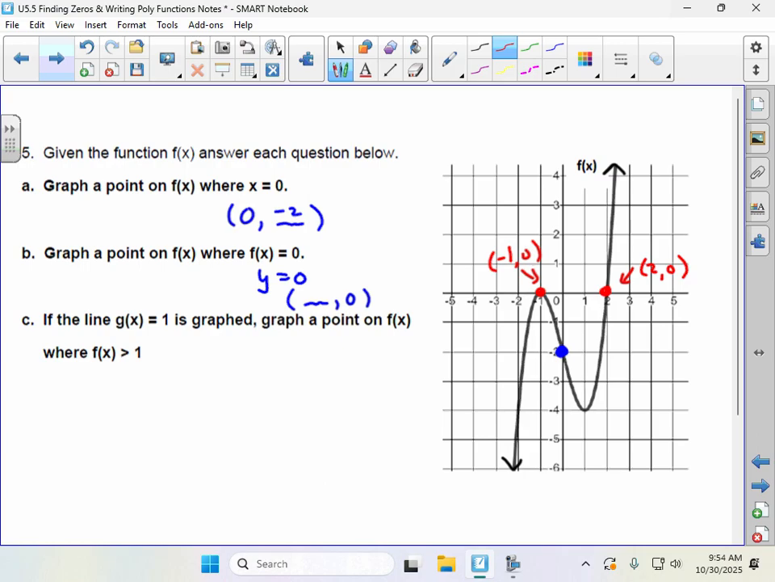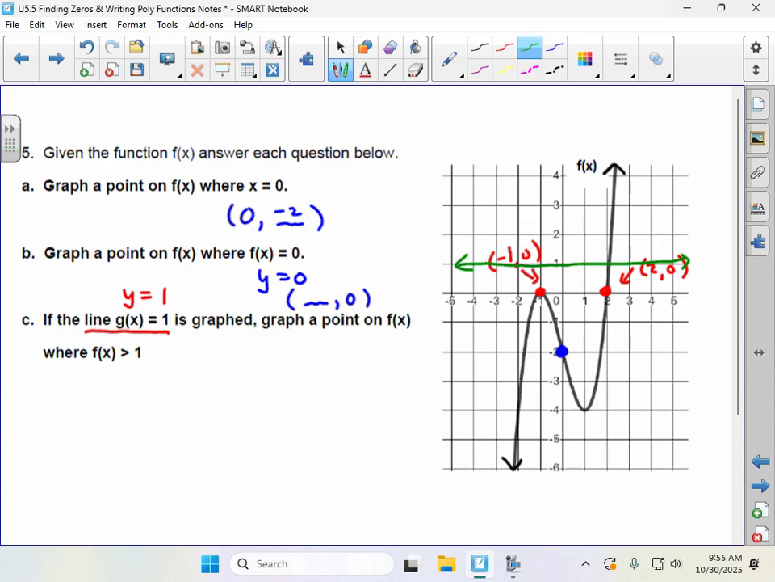And then this last question, if the line g of x equals 1, graph a point on f of x where f of x is greater than 1. Okay, it's really wordy, so you kind of have to just break it down and see what each one is asking. So the first thing is we want to go ahead and graph this line, g of x equals 1. Well, g of x, again, is just function notation for y. So we want to go ahead and graph the line y equals 1. All right, so y equals 1 would be a horizontal line through 1 on the y-axis. Okay, so here it is right here. So that's y equals 1.